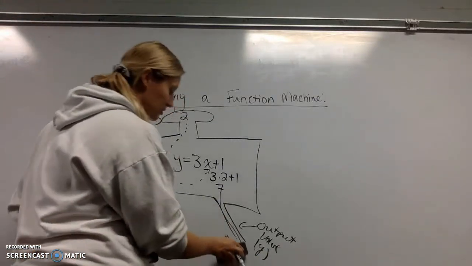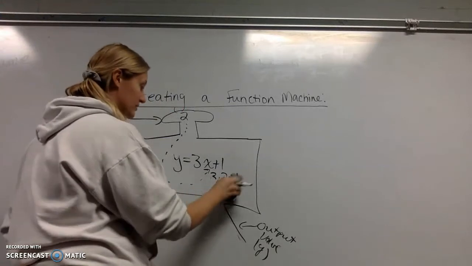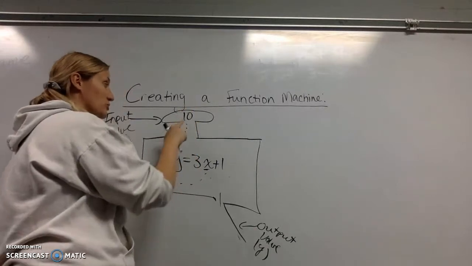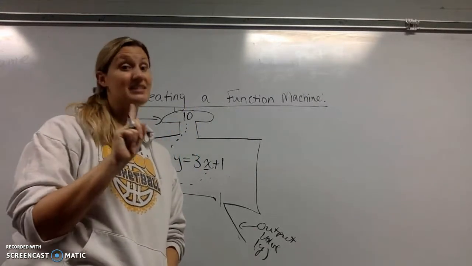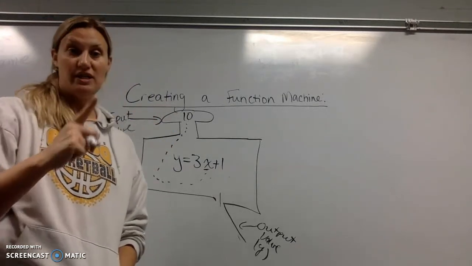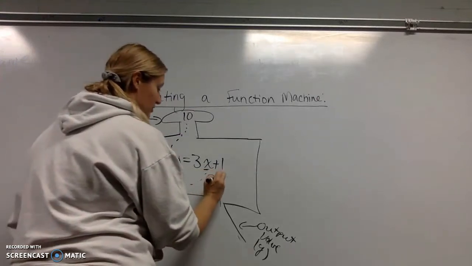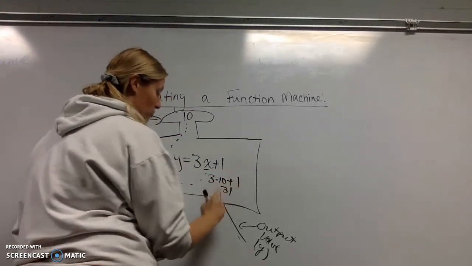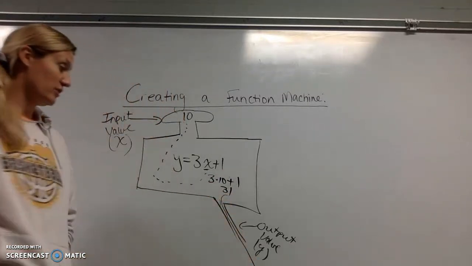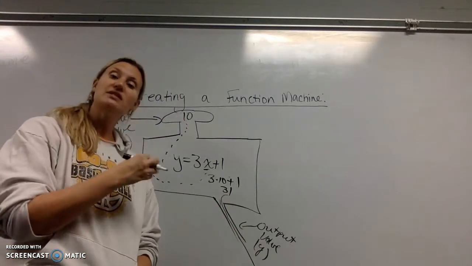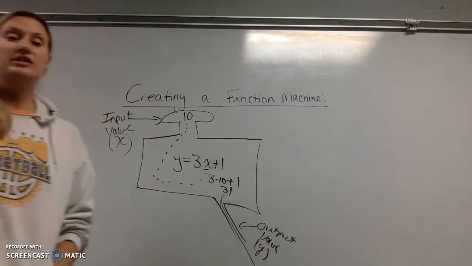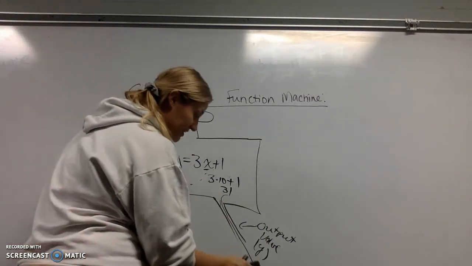Now, sometimes you have to check more than one. So let's try the number 10. Okay, so 10, while yes, it has 2 digits, it is still a single number. So we're not talking about how many digits there are, just is it one number or not. So if 10 comes in, that means I'm going to take 3 times 10 plus 1, which is 31, which again, I know is 2 digits, but it's still considered one output. So it's going to come out and it's going to run smoothly. So this is a function, because when I enter an input, I get one output, and it's going to keep my machine running smoothly.